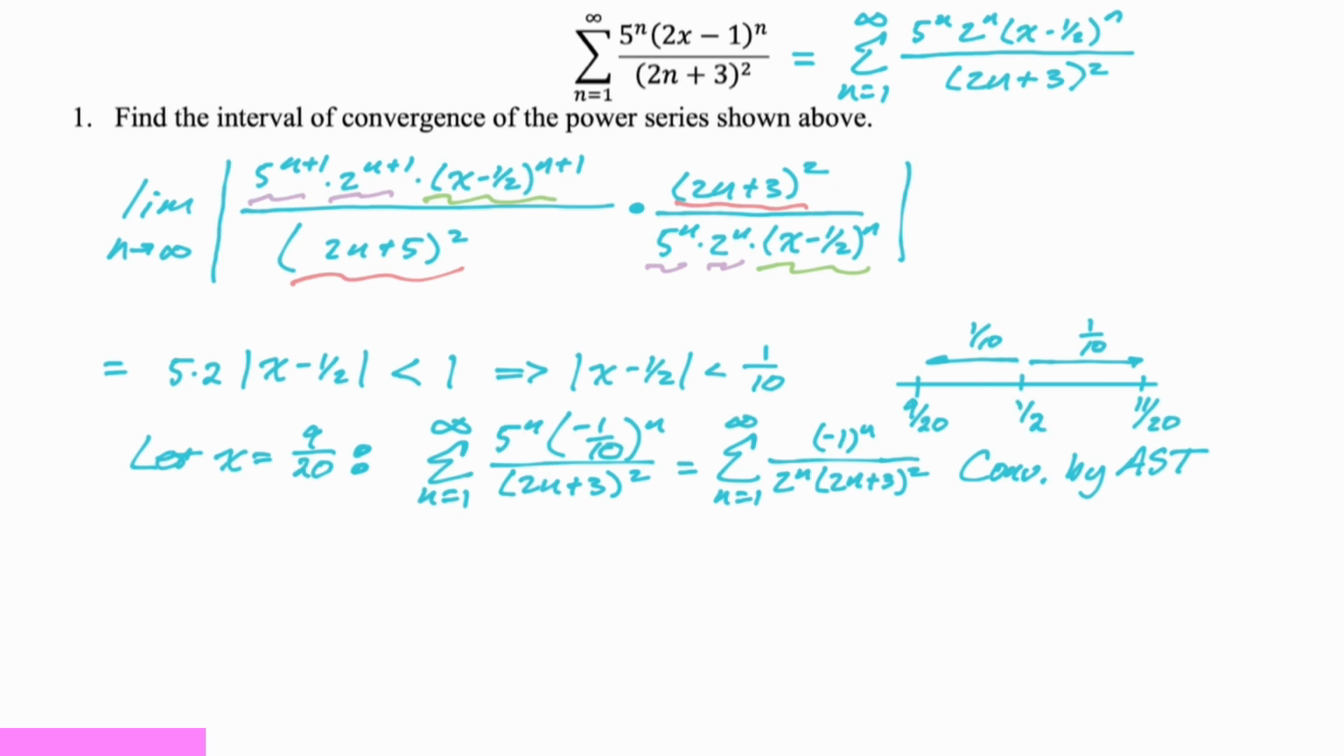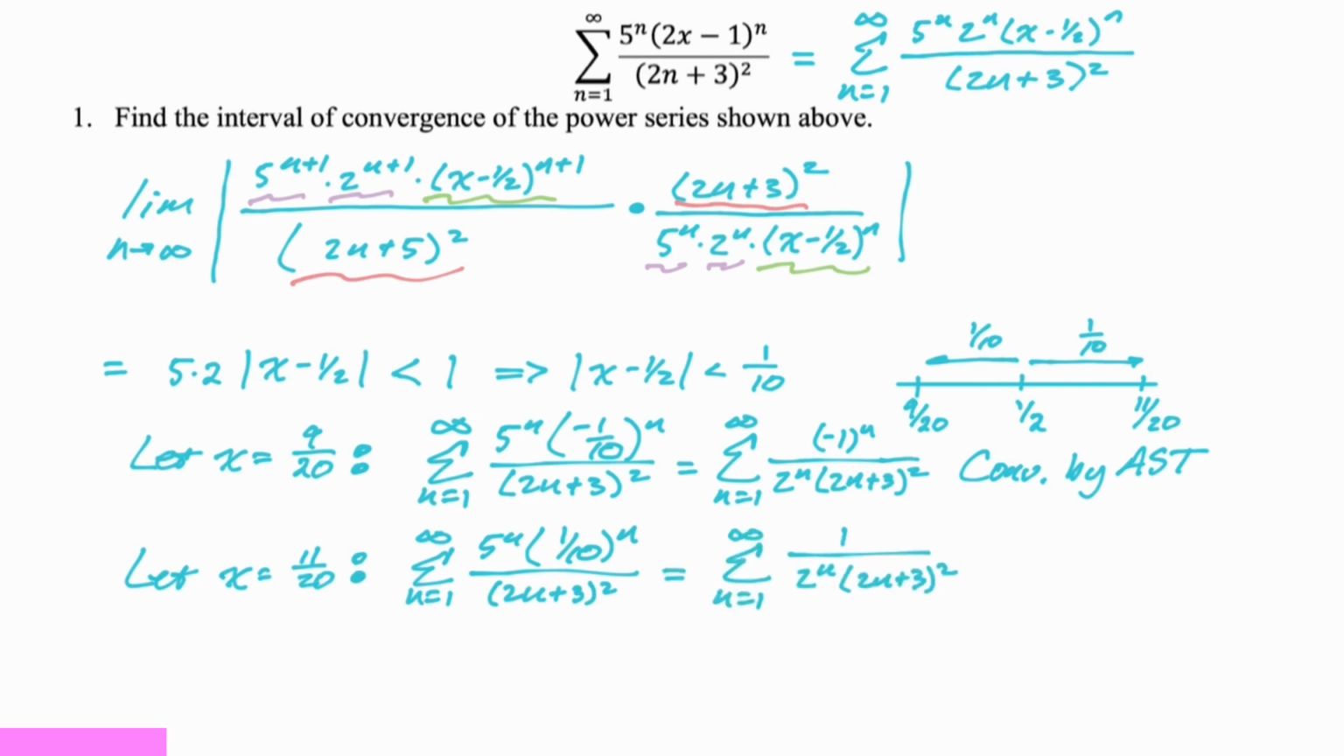We have to do the same thing at 11 over 20. It's basically the exact same thing, except instead of negative 1/10, you get positive 1/10, which means that we get this 1 over 2 to the n, quantity 2n plus 3 squared. This converges by either direct comparison to 1 over 2 to the n or 1 over n squared. Doesn't matter which one you choose. I chose 1 over n squared.